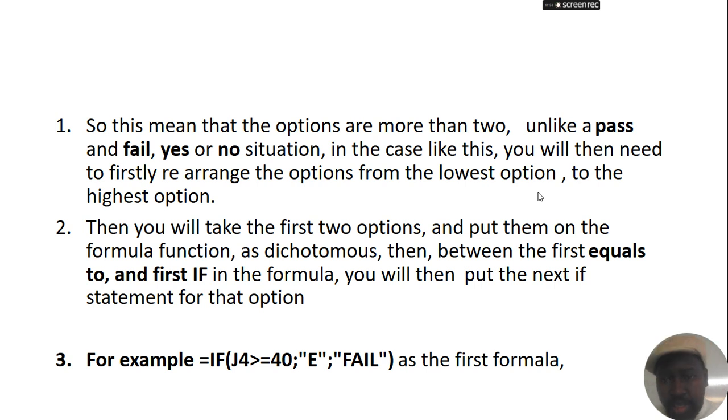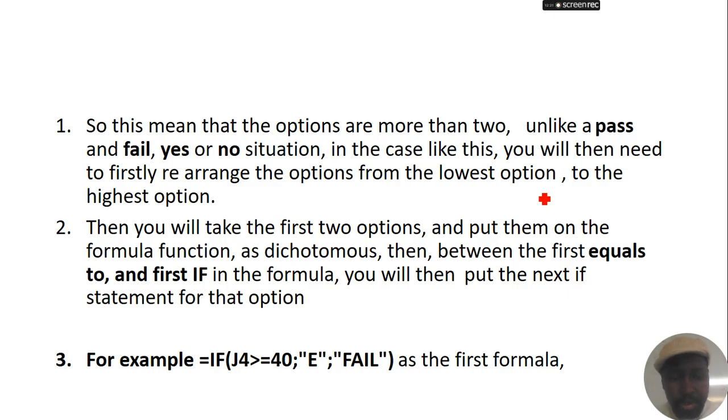In a case like this, you will firstly need to arrange the options from the lowest to the highest. Then you write down 40 equals to, and you write them on the side, on paper or in a scribbler. You rearrange them from 40 to 50 to 60 to 70 to 80, if the options are the symbols that we were speaking about.